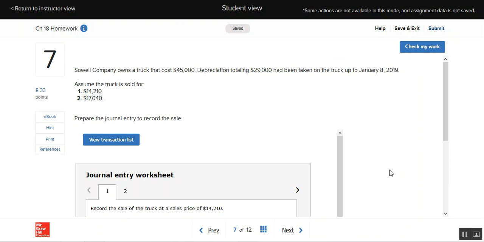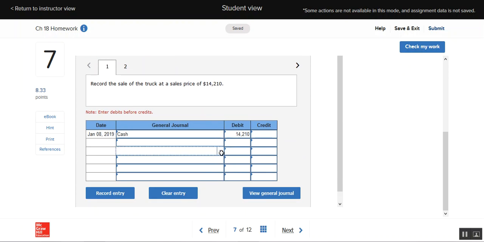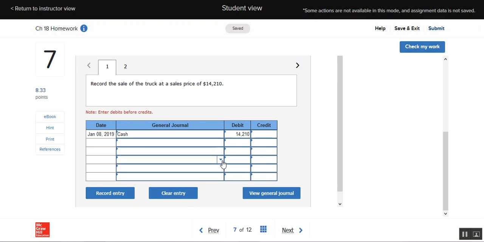All right, so the next thing we need to do is take the truck off of our books. So we had a truck that cost $45,000, and we have accumulated depreciation up to that point of $29,000. So that's what's on the books. The truck's on the books for $45,000, accumulated depreciation for $29,000. So we need to get that off the books. So we're going to take the truck off. I'm going to skip a line there. Actually, I think I'm going to skip 2 lines.